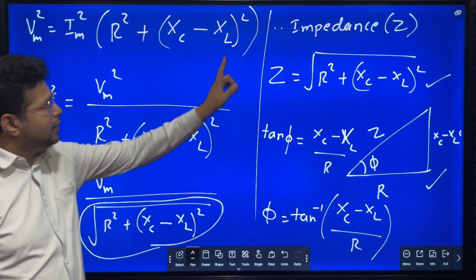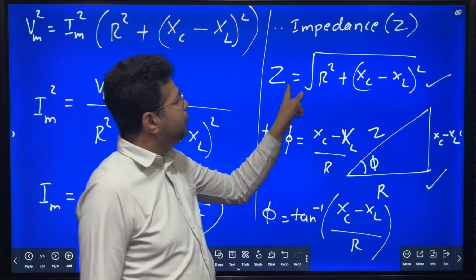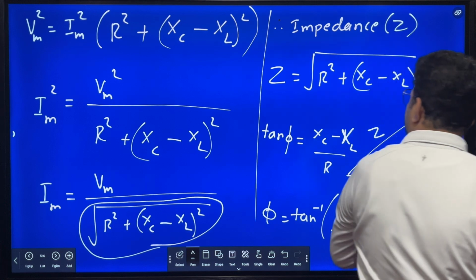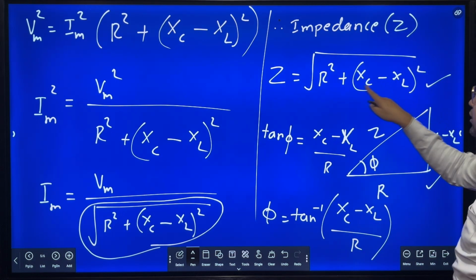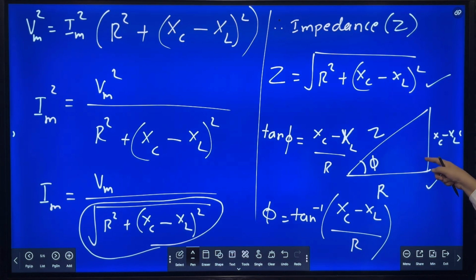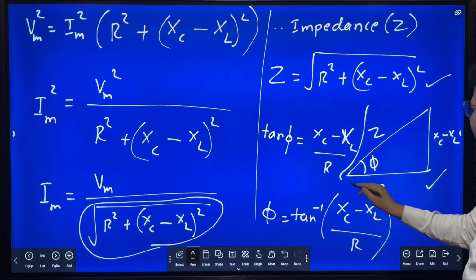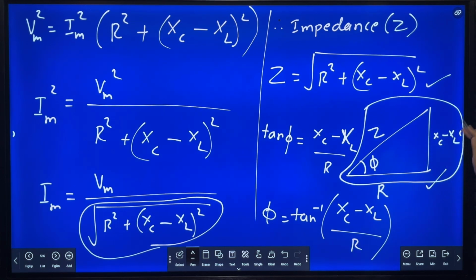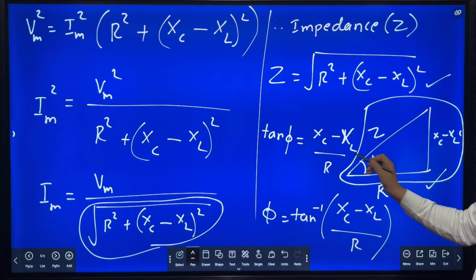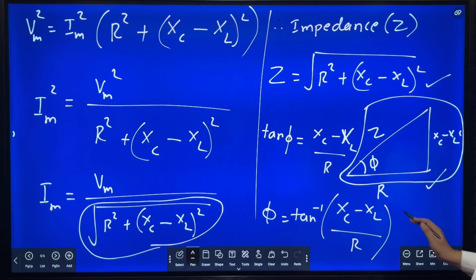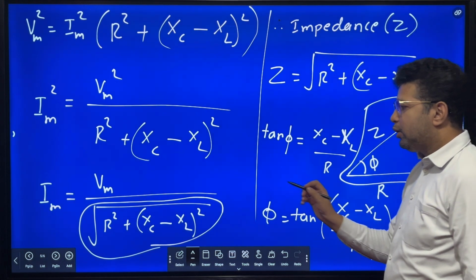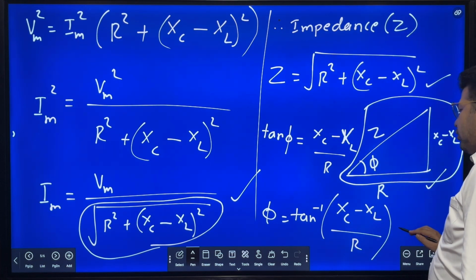This term we call impedance. Impedance is equal to the square root of R square plus (XC minus XL) whole square. Now using this equation, we drew a diagram. We call this diagram the impedance diagram. If you look at this impedance diagram, you can define tan phi. Tan phi is equal to (XC minus XL) divided by R, or phi is equal to tan inverse of (XC minus XL) divided by R.